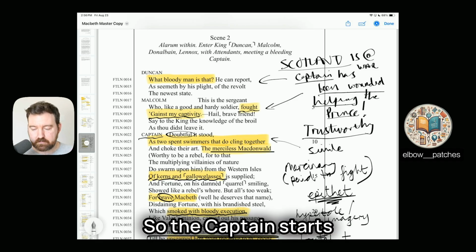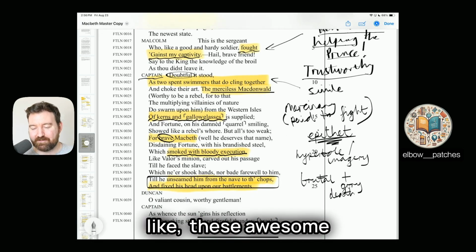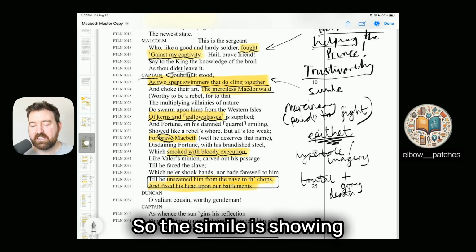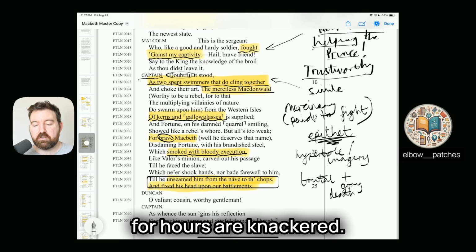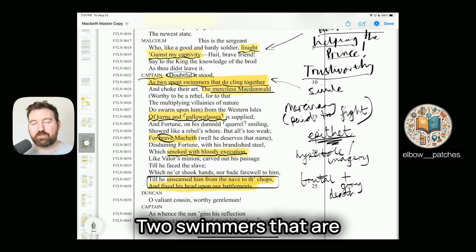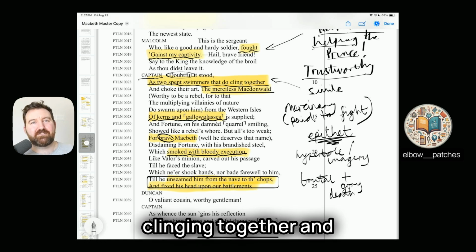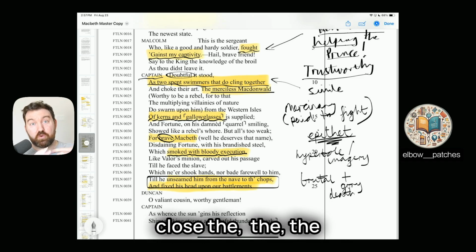Because, you know, if someone saves one of your family members, you're probably going to be pretty grateful to that person, right? So the captain starts speaking and he has these awesome monologues describing the battle. So he starts with the simile of the idea that the battle was almost like two spent swimmers that cling together. So the simile is showing that these men that have been out there fighting for hours are knackered. Basically, they're really, really tired. They're so tired, it's almost like two swimmers that are floating in the sea and they barely have the energy to stay afloat. So they're clinging together and hugging together to just try and stay above the water. But it also shows how close the soldiers are getting on the battlefield.